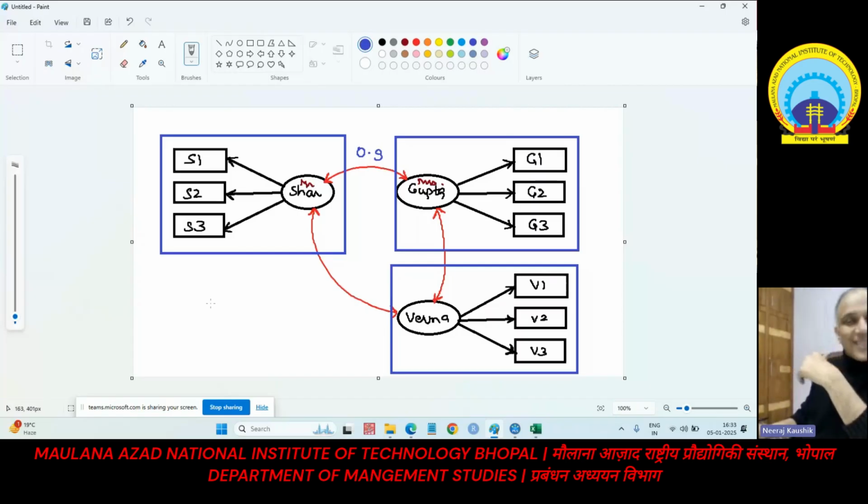Yes or no? Yes. They will become as the one family. If their correlation is 0.9, then they will become as the Sharma Gupta family and they will have the 6 kids. This is what is called as the second order or the higher order construct. You understand now what is higher order construct? Two constructs, they are so closely connected.